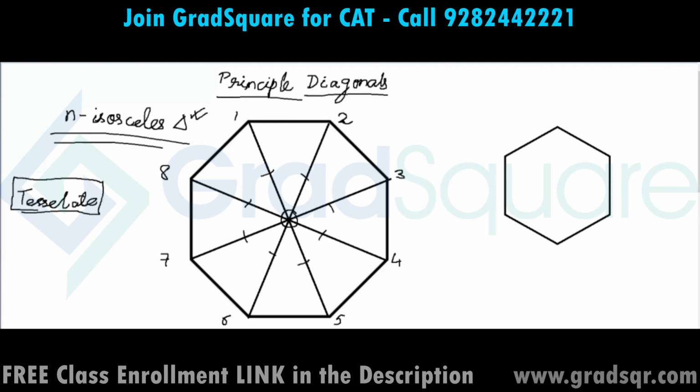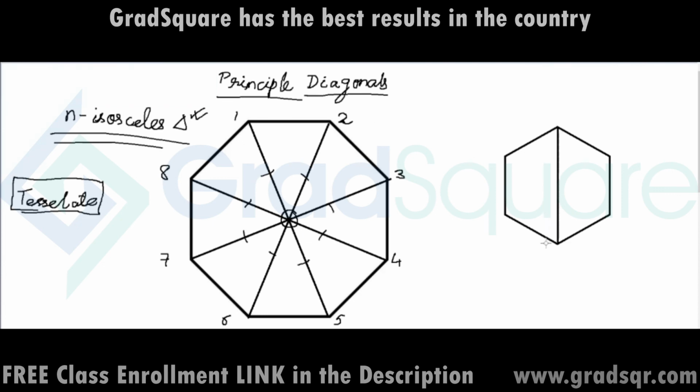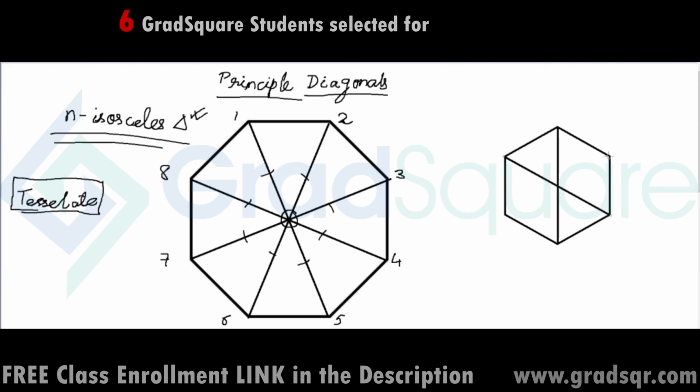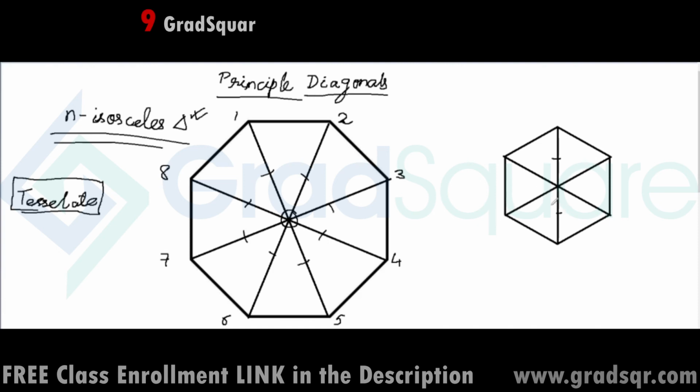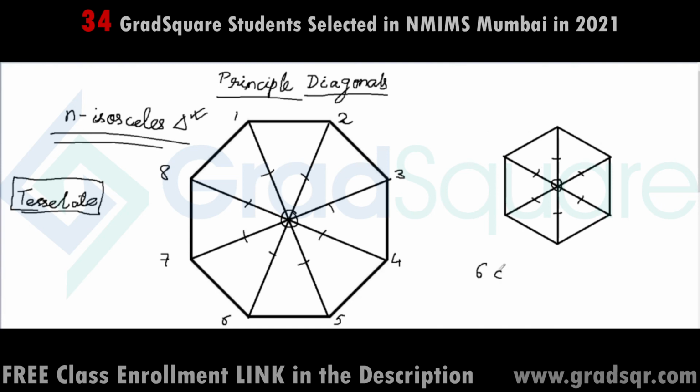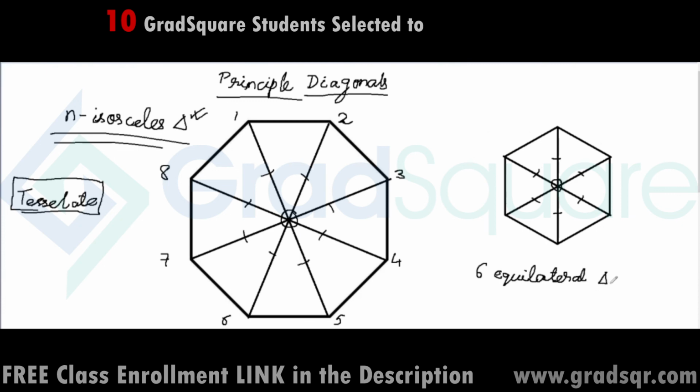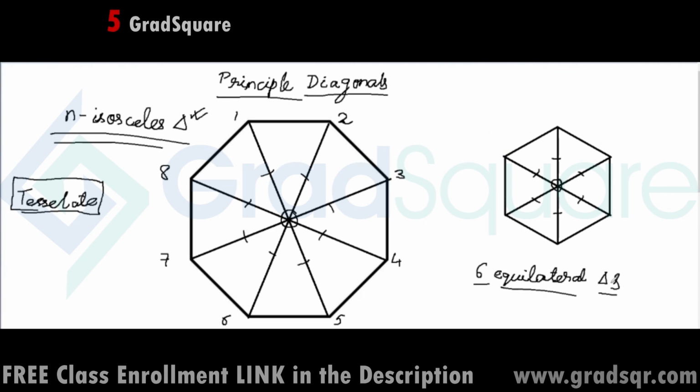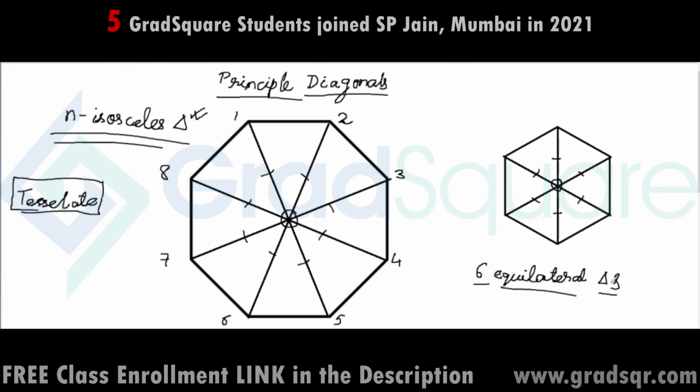A regular hexagon is an extremely symmetrical shape. Why? Because in a regular hexagon, if I draw the principal diagonals, then of course there is going to be a center of this regular hexagon. The center is going to bisect each of the principal diagonals. But this center is going to divide the regular hexagon into 6 not isosceles but equilateral triangles. That's the speciality of a regular hexagon: from the center, when we join the 6 vertices, it gets divided into 6 equilateral triangles.